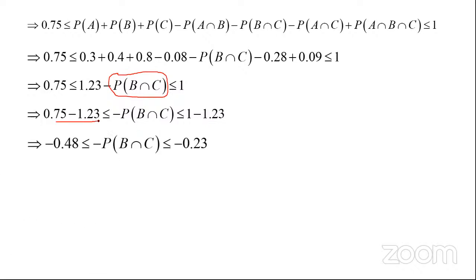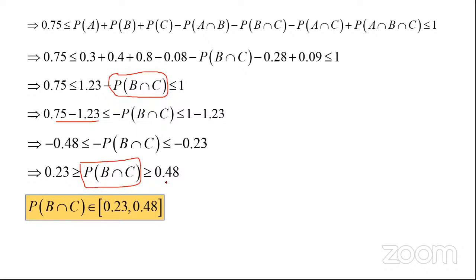0.75 minus 1.23 is minus 0.48, and 1 minus 1.23 is minus 0.23. Multiplying with minus, you will get 0.23 is greater than or equal to P of B intersection C, which is greater than or equal to 0.48. So the P of B intersection C value belongs to 0.23 to 0.48. This is the finding, the solution for the given question.